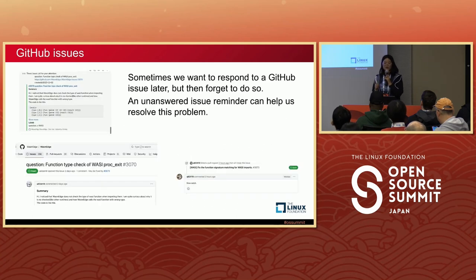The next one does not involve GPT-4, but it's some kind of automation. The image on the left is also a Slack bot. What does the Slack bot do? It's an unanswered issue reminder. Sometimes we want to respond to a GitHub issue later, but then we forget. So we have some issues that don't get any response in several days. It's bad for the issue creator. So this bot can remind the maintainers that there is an issue they didn't respond to. Please take care.